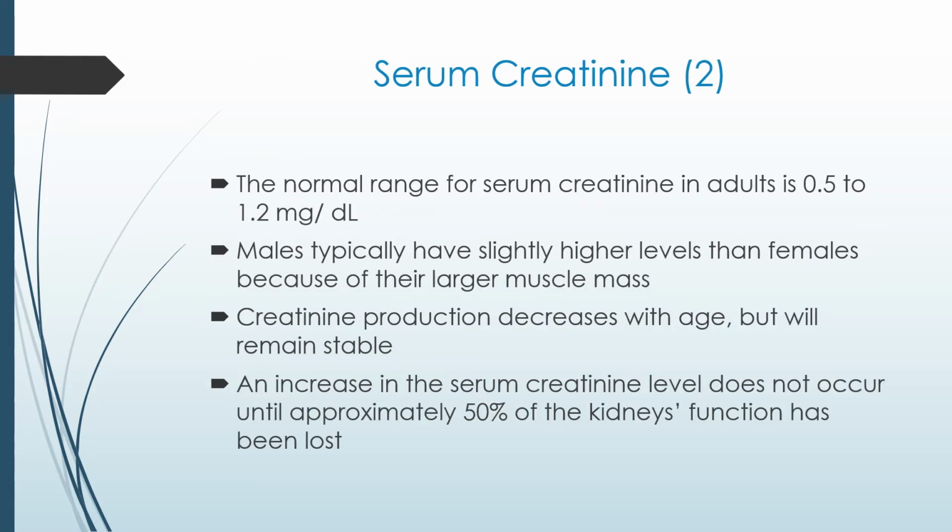The normal range for serum creatinine in adults is 0.5 to 1.2. Males typically have a slightly higher level than females because they have larger muscle mass. Creatinine production will decrease with age, but it will remain stable.